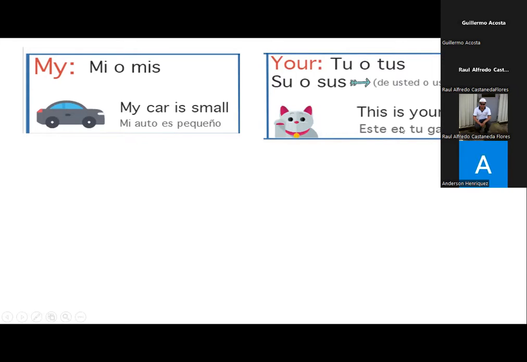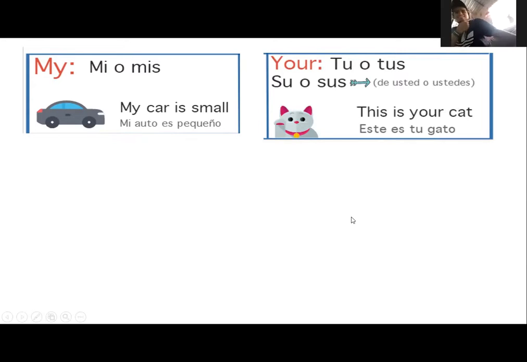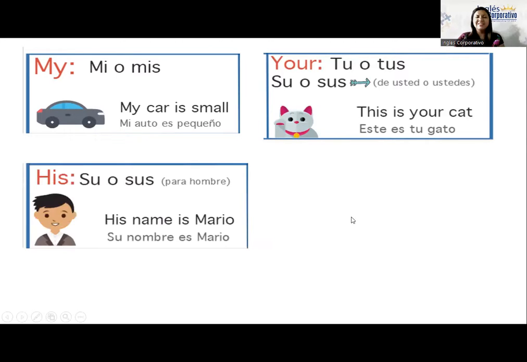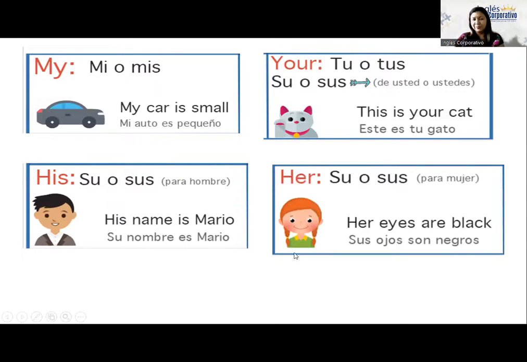This is your car. Okay. Your cat. This is your cat. Okay. His name is Mario. Her eyes are black. Thank you, Rafael.